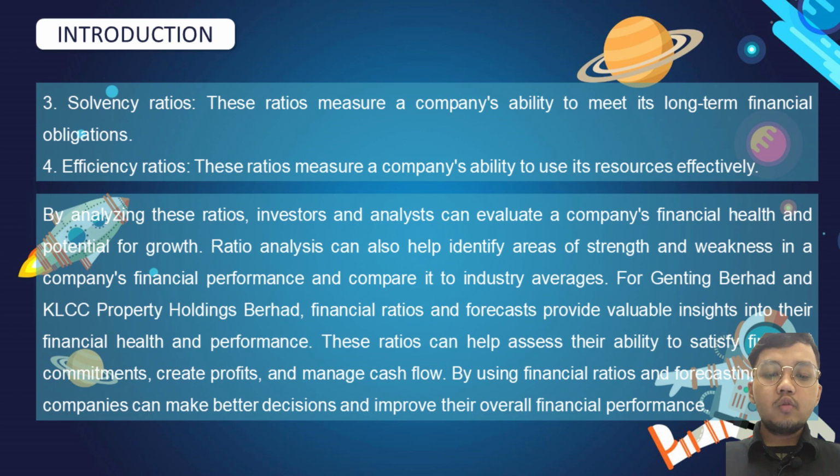Ratio analysis can also help identify areas of strength and weakness in the company's financial performance and compare it to the industry average. For Genting Berhad and KLCC Property Holdings Berhad, financial ratios and forecasts provide valuable insight into their financial health and performance. These ratios can help assess their ability to satisfy financial commitments, create profits, and manage cash flow. By using financial ratios and forecasting, these companies can make better decisions and improve their overall financial performance.